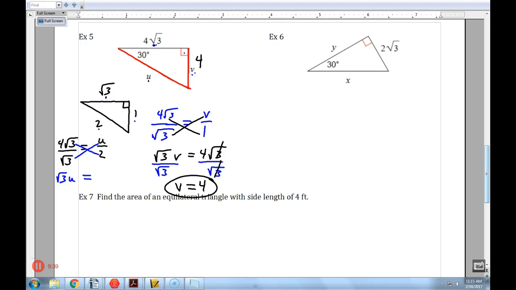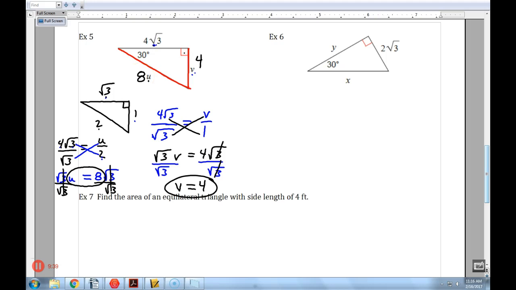Now really, you cannot do the 2 times the 3 because the 3 is inside the radical. This number can only be multiplied by that number, so I will have 8 radical 3. And divide both sides by radical 3, and you simply get u equals 8, which is what we knew we were going to get anyway, just by knowing the pattern.